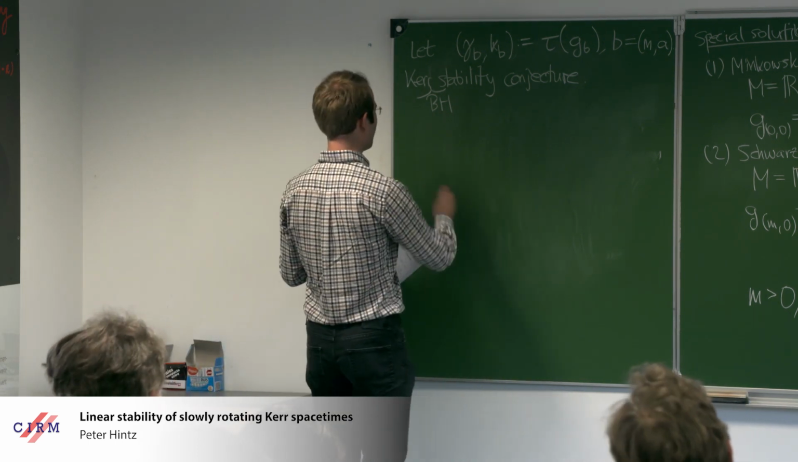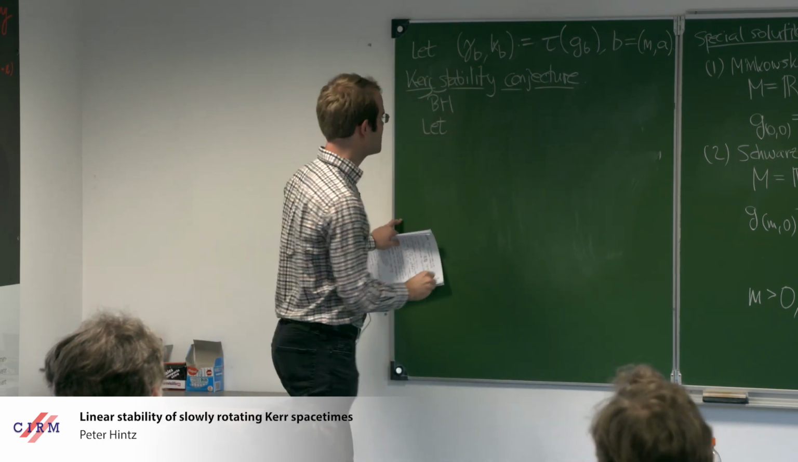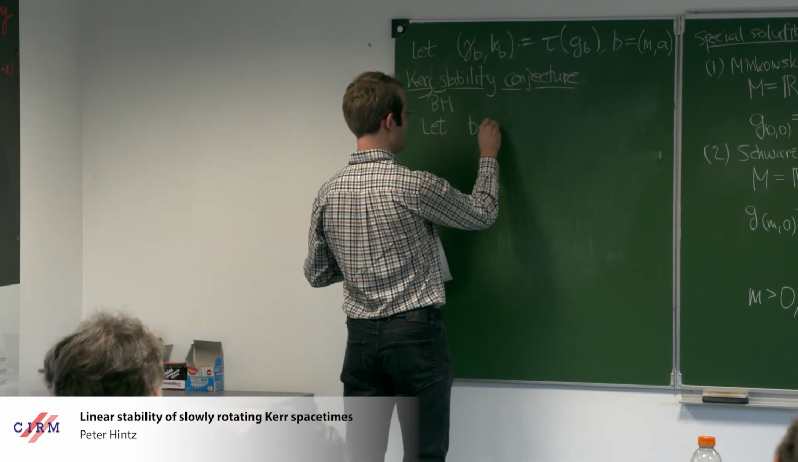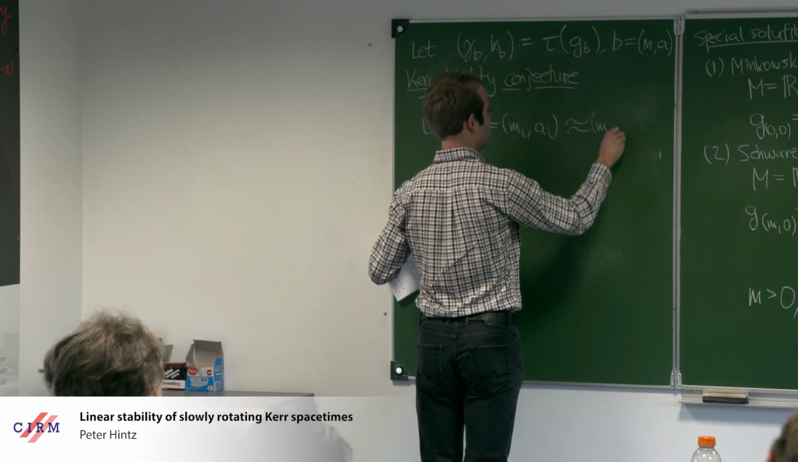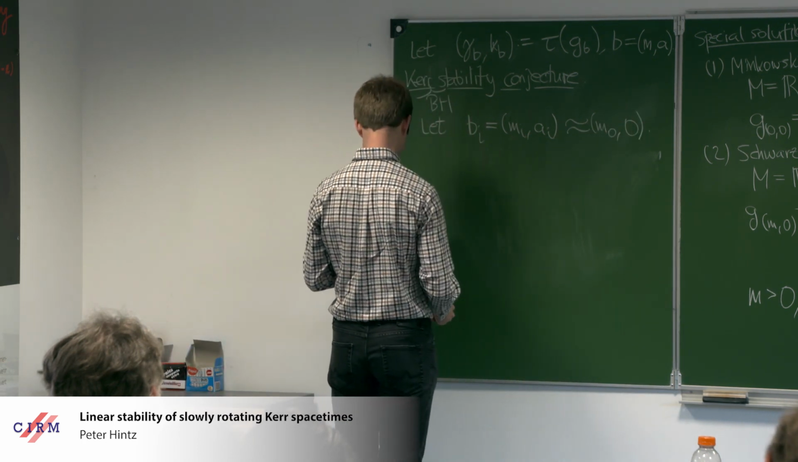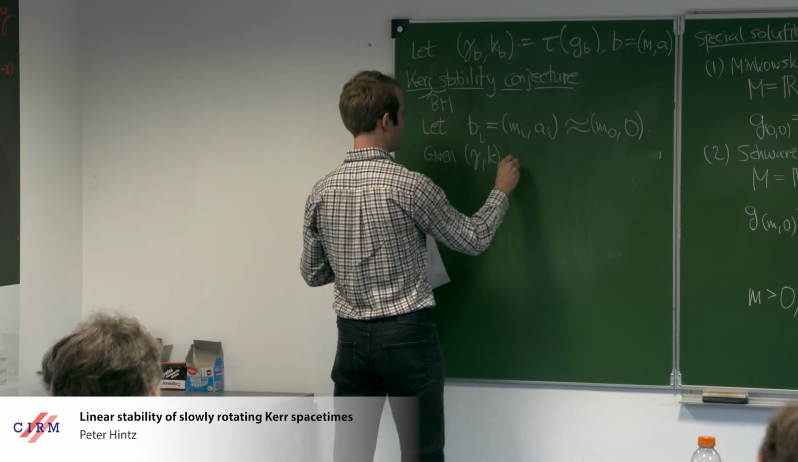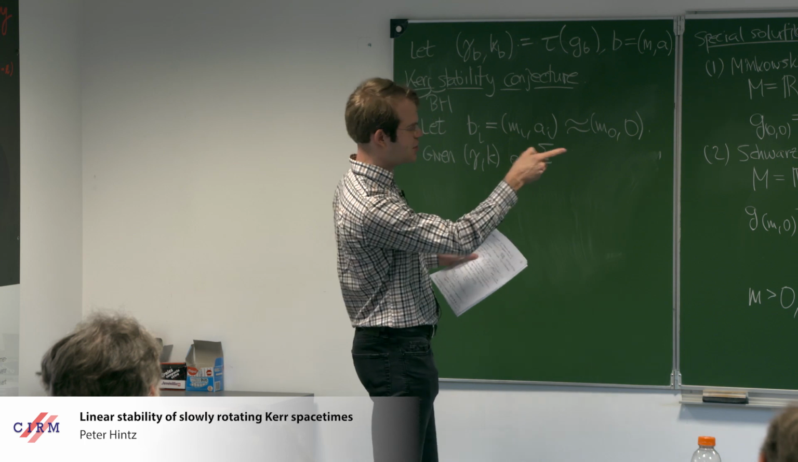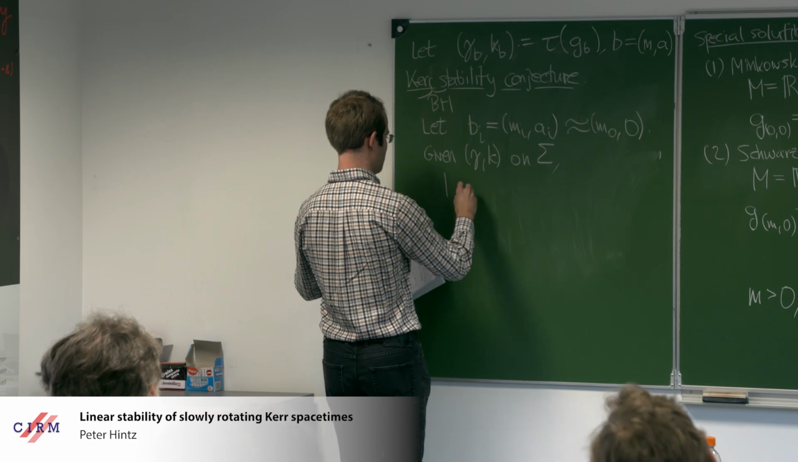Okay. The conjecture is the following, at least in the slowly rotating case. Let's start out with initial Kerr parameters b sub I, some initial mass and initial angular momentum, and let's say they're close to that of our preferred Schwarzschild black hole, so in particular slowly rotating. And then we're given initial data, gamma and K, on sigma, of course satisfying the constraint equations, which are close to the data of Kerr in the following sense. I'm just going to make it very rough.